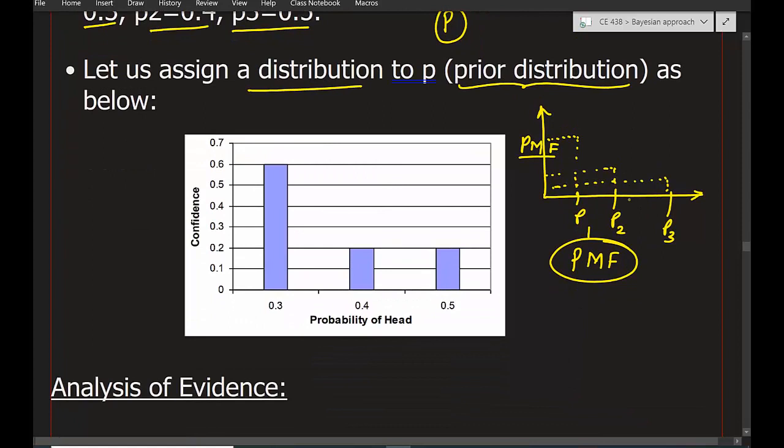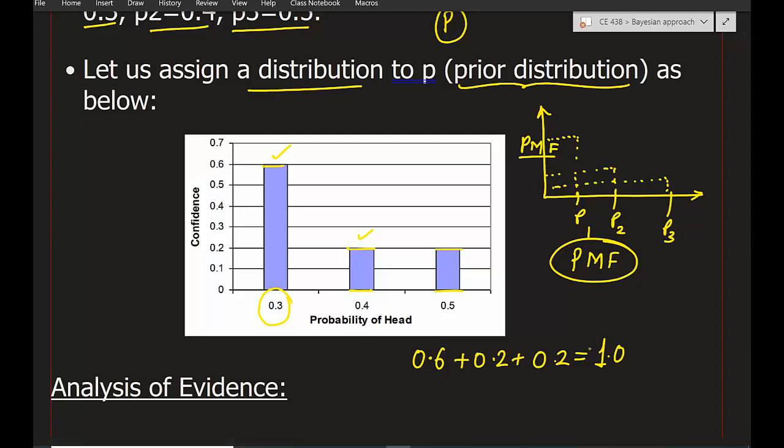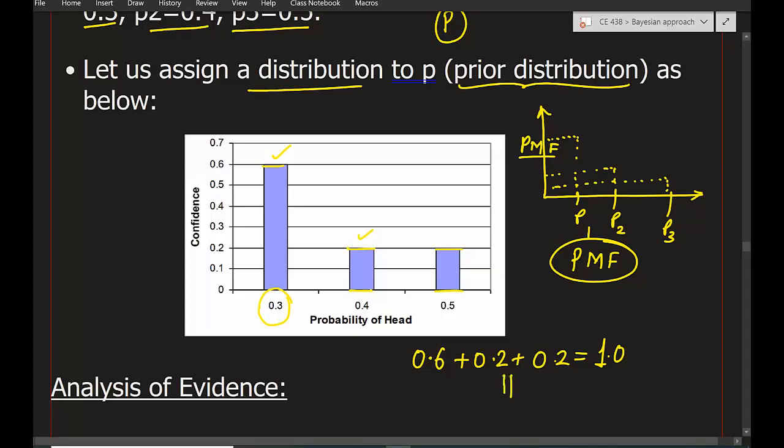Let's say the distribution is as shown here: corresponding to 0.3 the probability mass function value is 0.6, corresponding to 0.4 the value is 0.2, and corresponding to 0.5 the value is 0.2. If you add all these values, 0.6 plus 0.2 plus 0.2, that equals 1. So this satisfies the condition of a probability mass function, that the sum of the ordinates is equal to 1. So this is indeed a probability mass function.